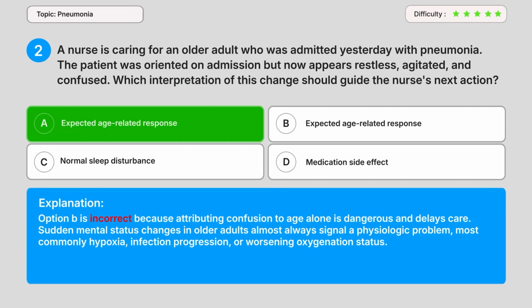Option B is incorrect, because attributing confusion to age alone is dangerous and delays care. Sudden mental status changes in older adults almost always signal a physiologic problem, most commonly hypoxia, infection progression, or worsening oxygenation status.